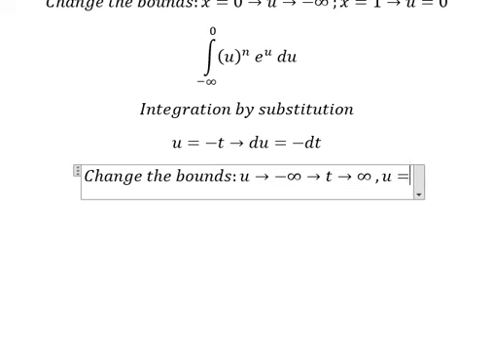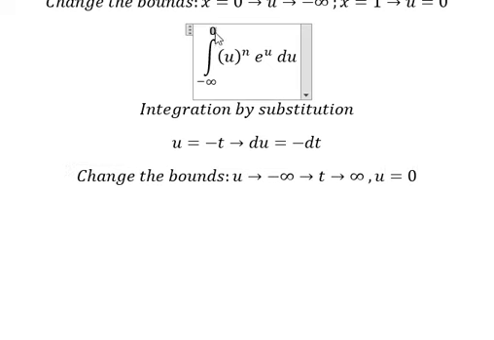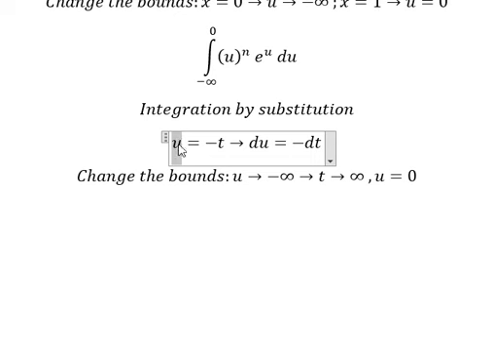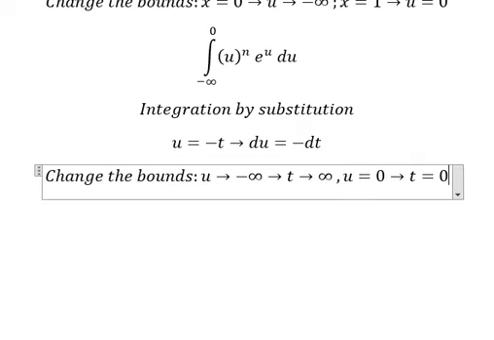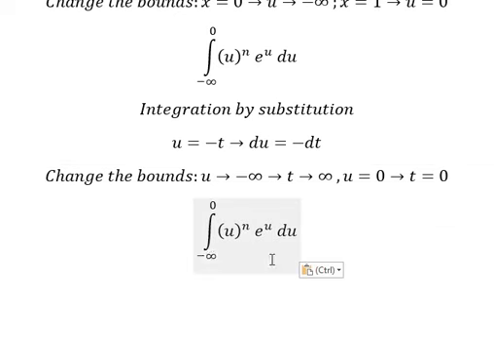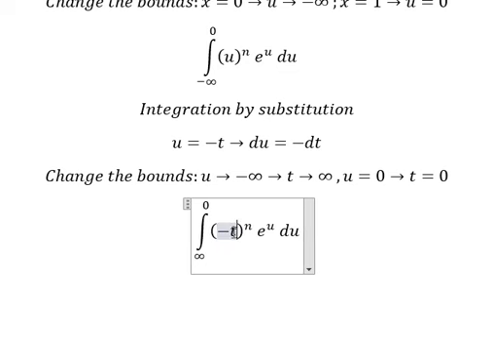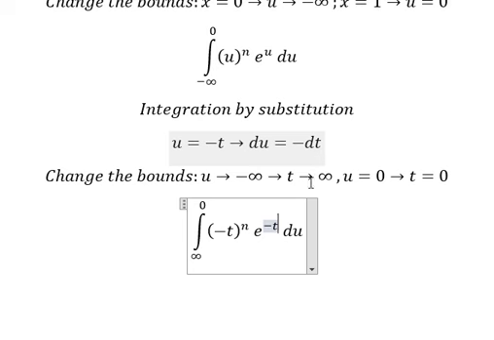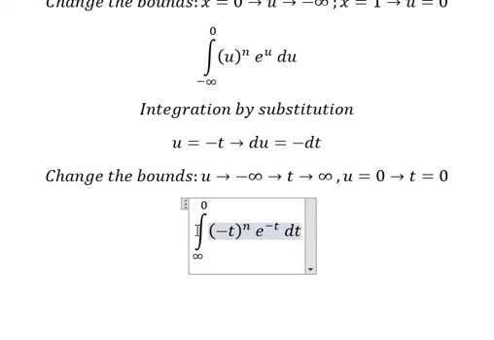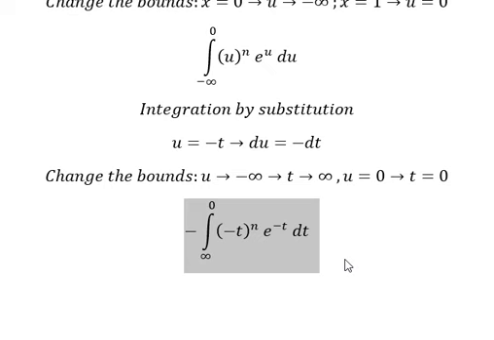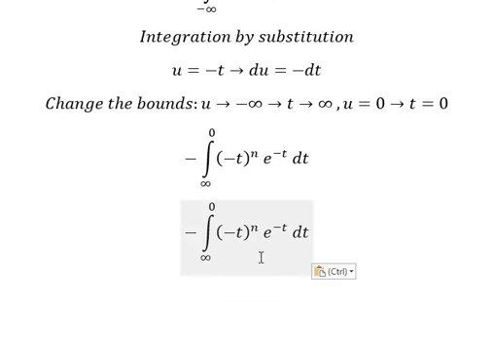When u equals 0, we put 0 in here, and we can find the value of t. So t equals 0. This one we have positive infinity. u we change by negative t. du we change by negative dt. So because we have the negative sign here, we can swap the top and the bottom bounds.